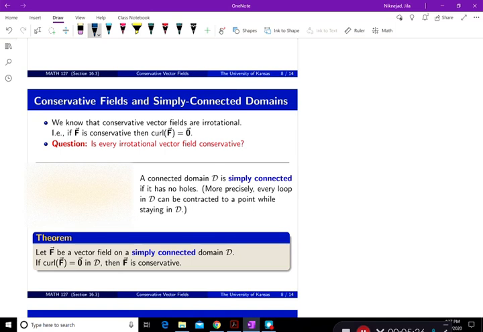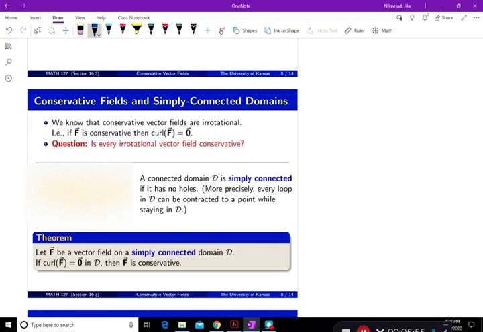So the theorem says let F be a vector field on a simply connected domain D. If curl of F is equal to 0 in D, then F is conservative. Again, both times, going from F conservative, you didn't have to worry about the domain issues. You would just imply something else. But when you're trying to prove conservativeness, the domain comes in.